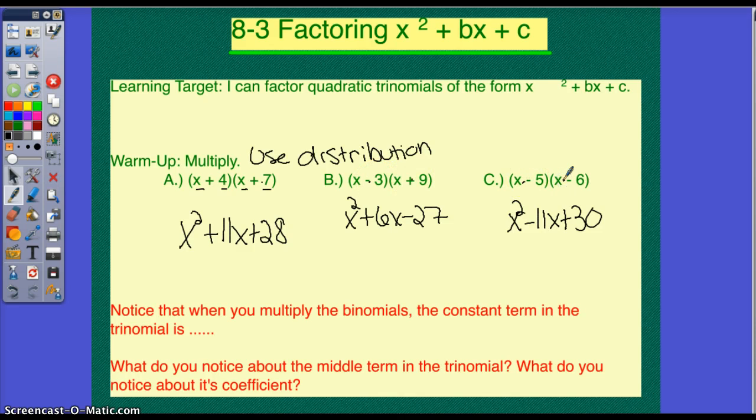But the constant term in the trinomial is what? So this right here, this 28, this negative 27, this 30, they all have something in common. See if you can figure out what they all have in common.